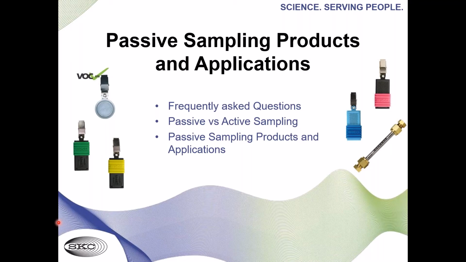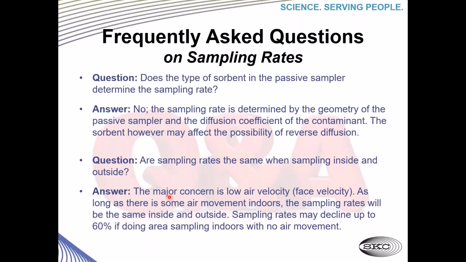So to jump right into some of the frequently asked questions. Does the type of sorbent in the passive sampler determine the sampling rate that Jay was referring to earlier? And the answer is no. The sampling rate is determined by the geometry or the design of the passive sampler and the diffusion coefficient of the contaminant. However, the sorbent may affect the possibility of reverse diffusion, but it does not affect the sampling rate.